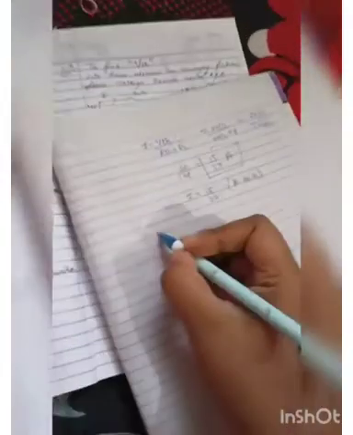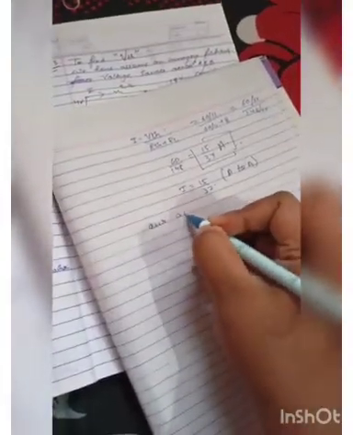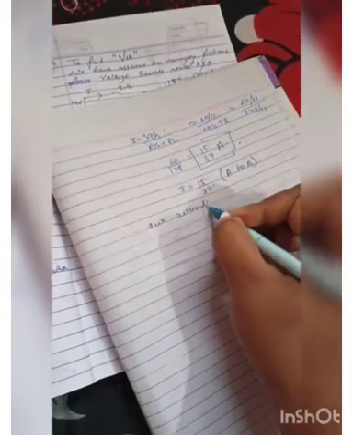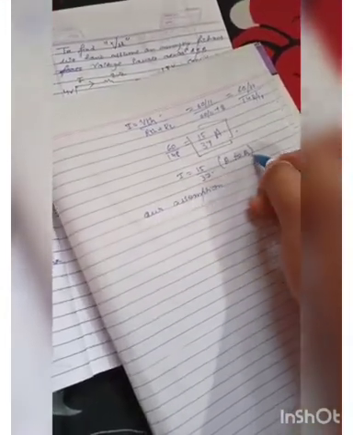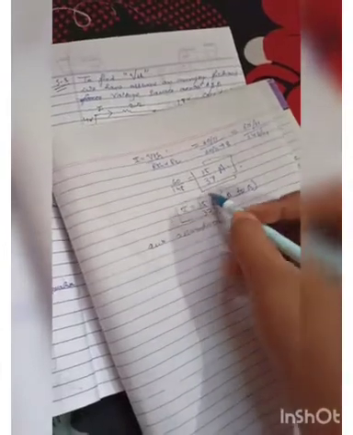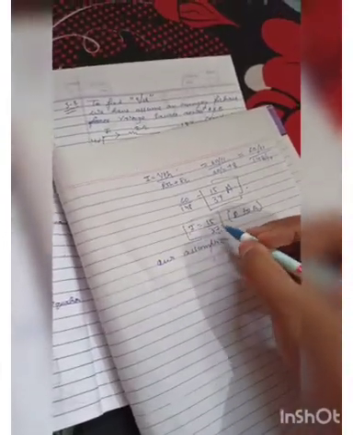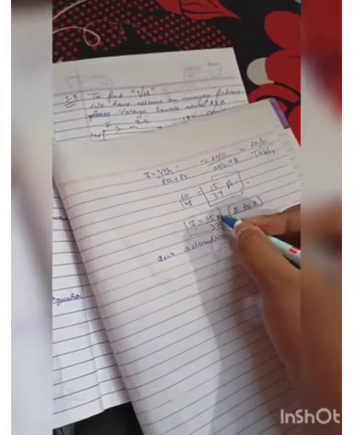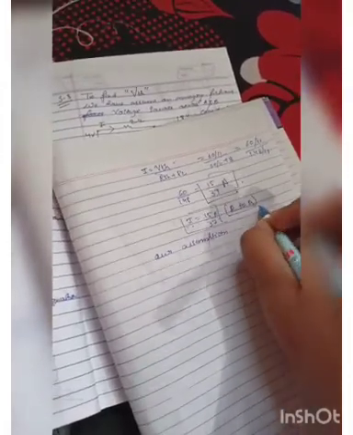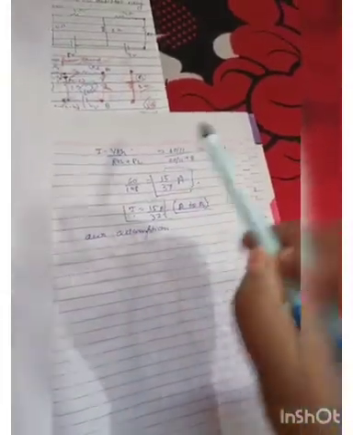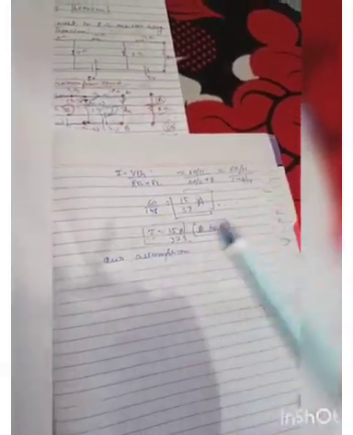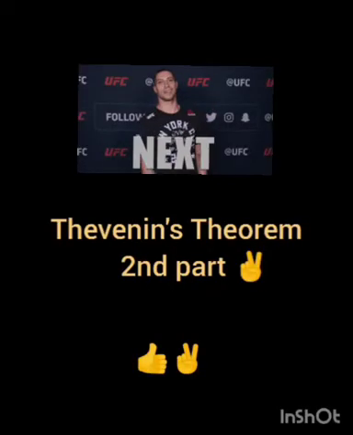Our assumption is correct, that current flows from A to B, because we don't get a negative sign. The current is I is equal to 15 by 37 ampere in the direction A to B. In this way, we will find the current in the 8 ohm resistor using Thevenin's theorem. Next one is the second part of Thevenin's theorem: current in the 4 ohm resistor using Thevenin's theorem.